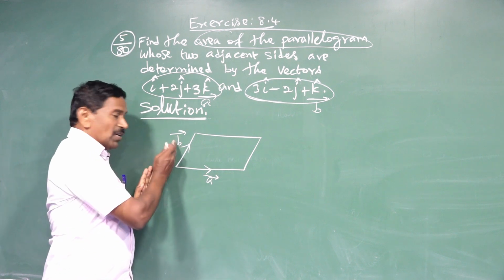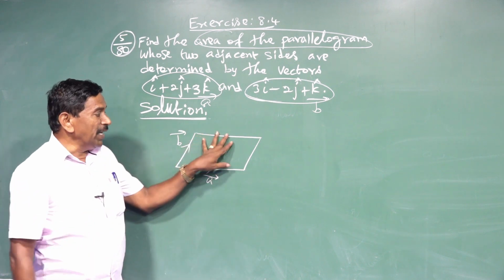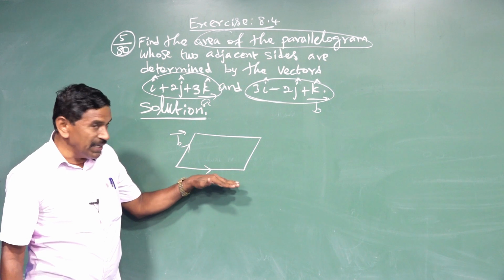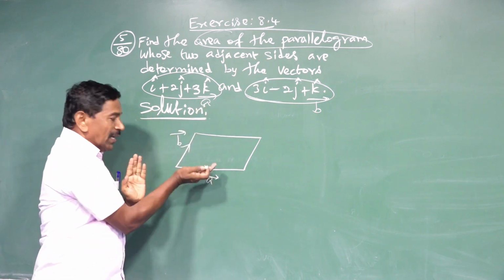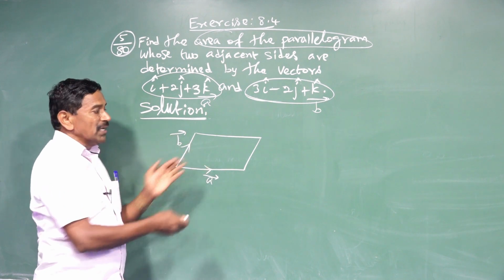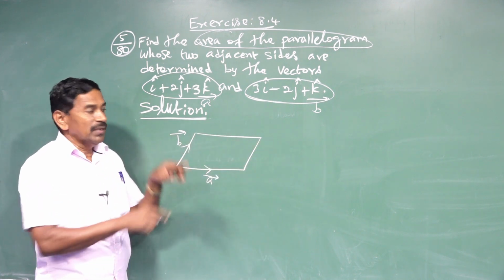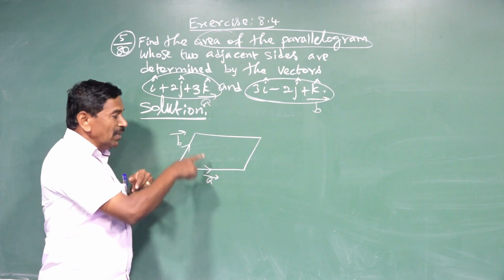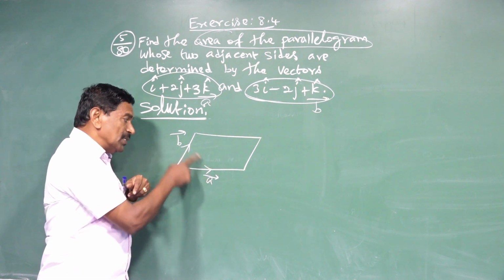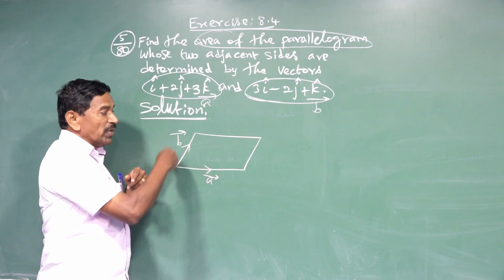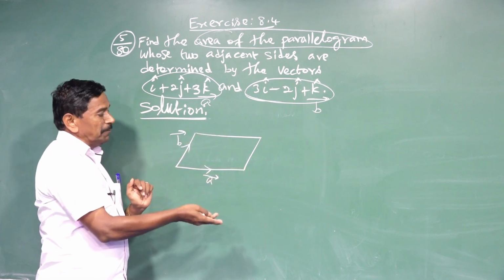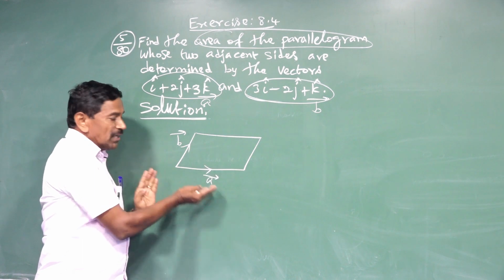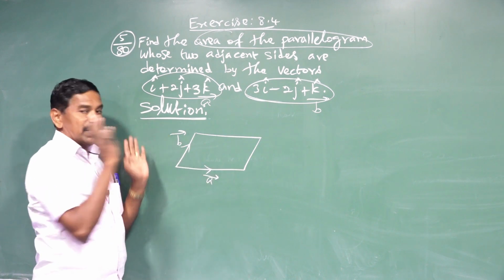Very good. Modulus A vector cross B vector. That is, the area of the parallelogram with adjacent sides A vector and B vector is given by the formula modulus A vector cross B vector. That is, the modulus of the cross product of these two vectors. That's all.